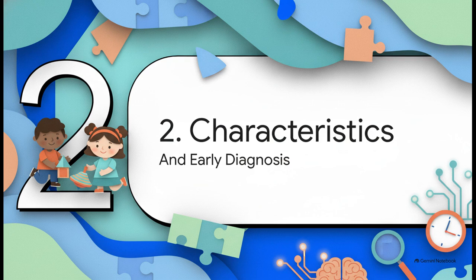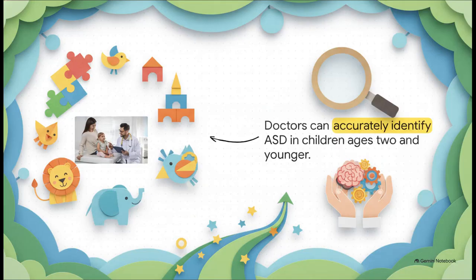Moving right along to Section 2, characteristics and early diagnosis. Because early intervention is the absolute key to helping these kids thrive, doctors use comprehensive screenings to spot signs in children as young as 2 years old. Yep, 2. Research shows professionals can accurately identify ASD in kids this young. And getting educational and behavioral support early on, it's an absolute game changer. It makes a massive difference in a child's learning and communication skills down the road.